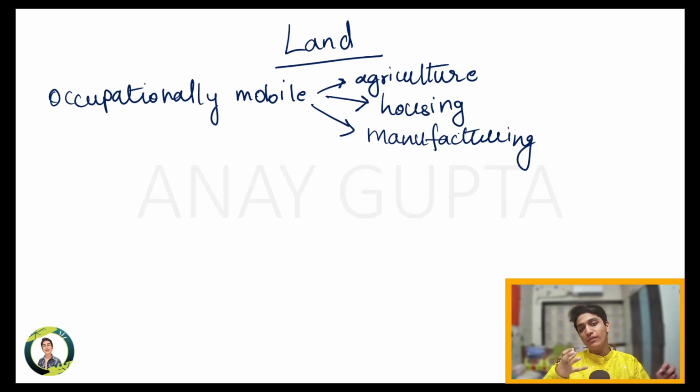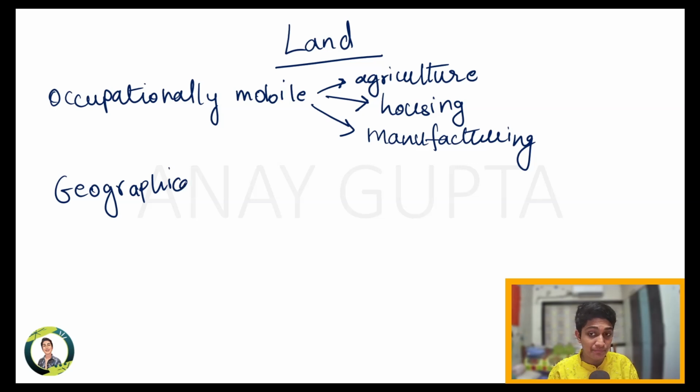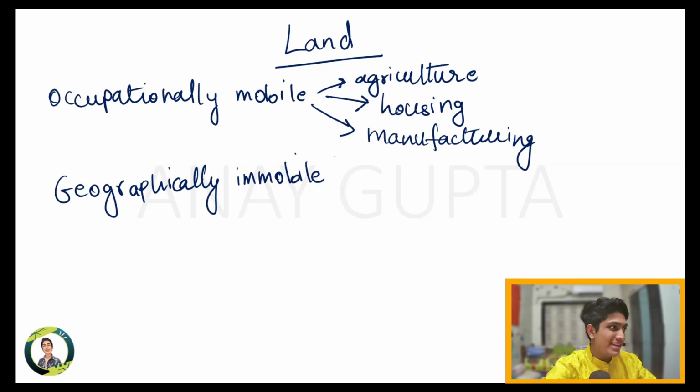So there are n number of uses for the same piece of land. So land in its traditional sense should be occupationally mobile. Now, geographically, you can use common sense and say land is geographically immobile, because if I have some land in India, I cannot take that land and put it in, say, Australia or the US. That particular soil, that particular field, that particular forest stays there.